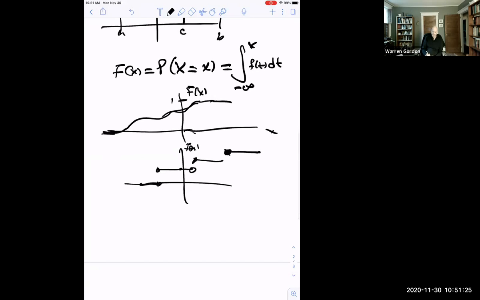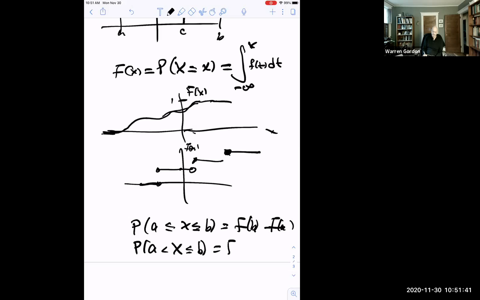And in fact, we know for a continuous distribution, the probability that X lies between a and b is equal to F of b minus F of a. More generally, for a discrete distribution, this is true too. But notice, if I included or excluded the a here, it doesn't make a difference for the continuous distribution because the probability at a single point is 0.